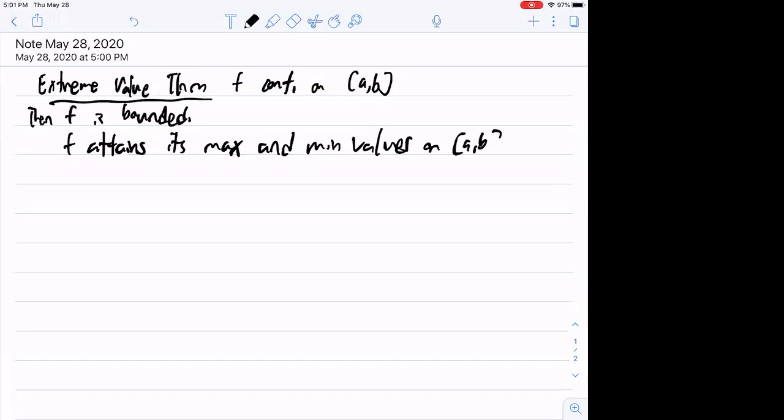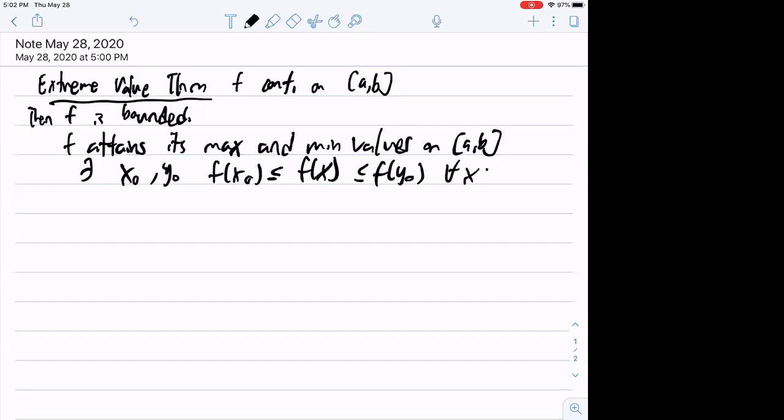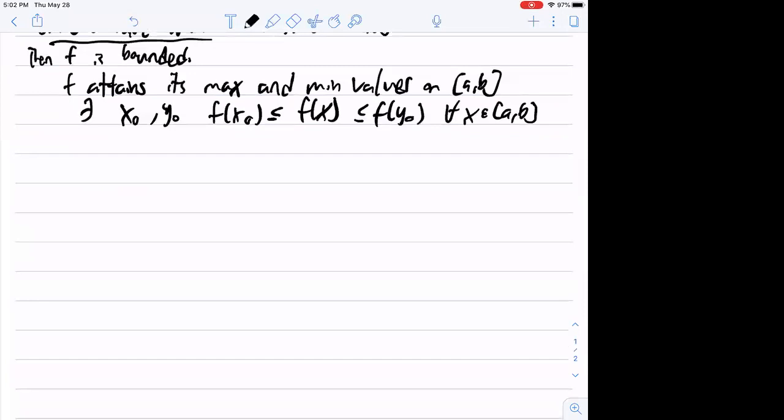So, a priori, remember, bounded just means the sup is finite, right? But the sup of a set might not be in the set. So you think of it like, okay, it's bounded, but not only that, there are some points where I do attain the bound. So there exist x naught, y naught such that f of x naught is less than or equal to f of x, which is less than or equal to f of y naught, for all x in [a,b].